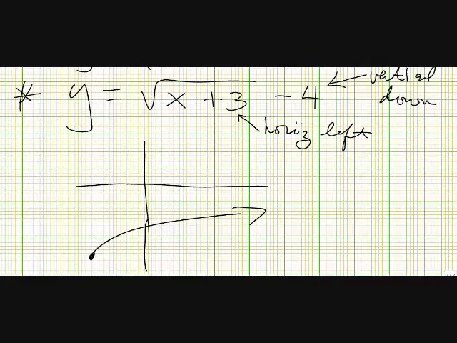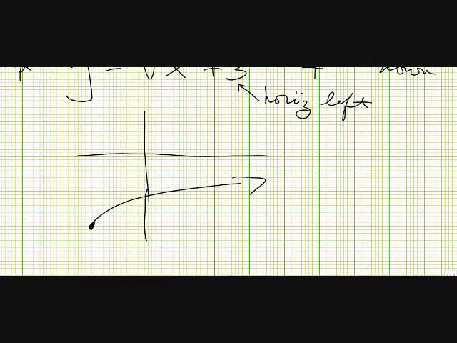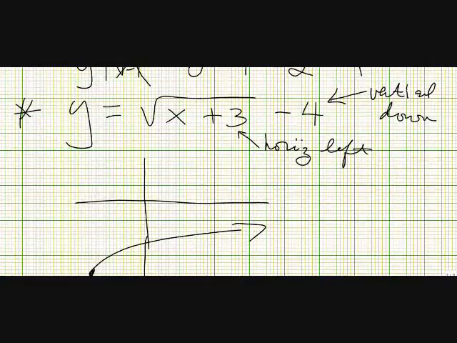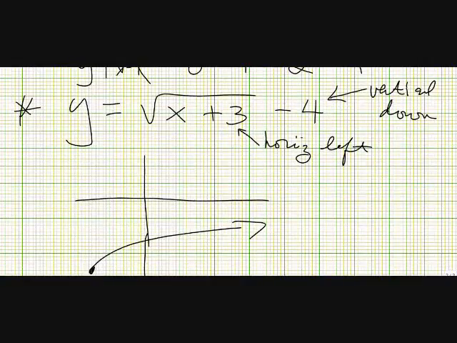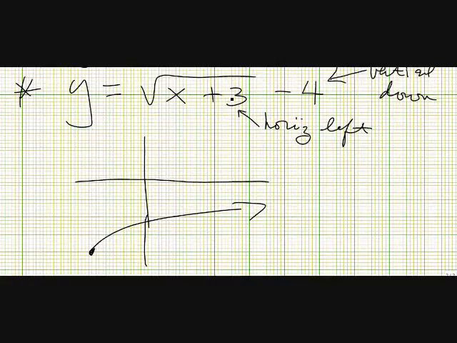So you can probably locate it with one other point. I just chose negative 4. So that vertex ends up being at negative 3, negative 4. Change the sign on the h, comma, keep the sign on the k. Okay.